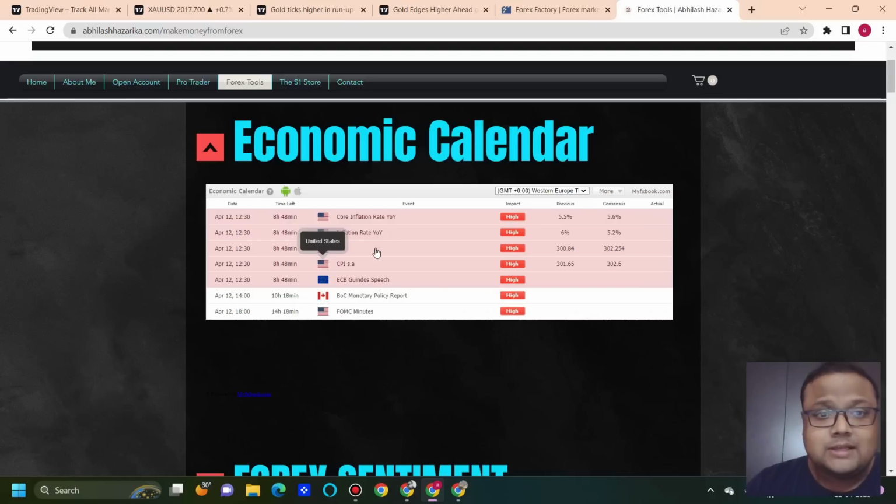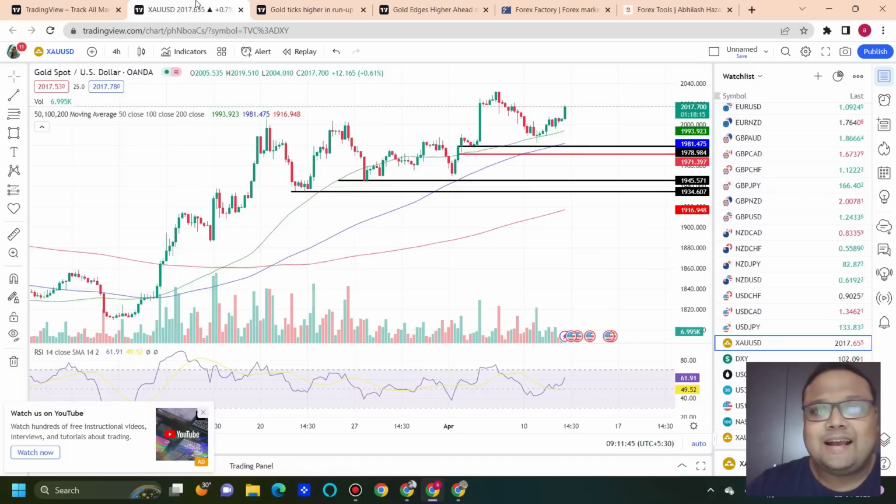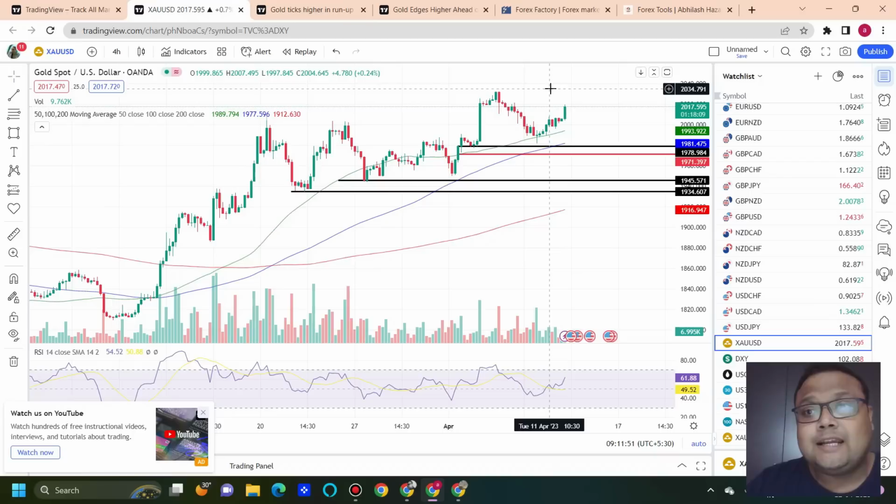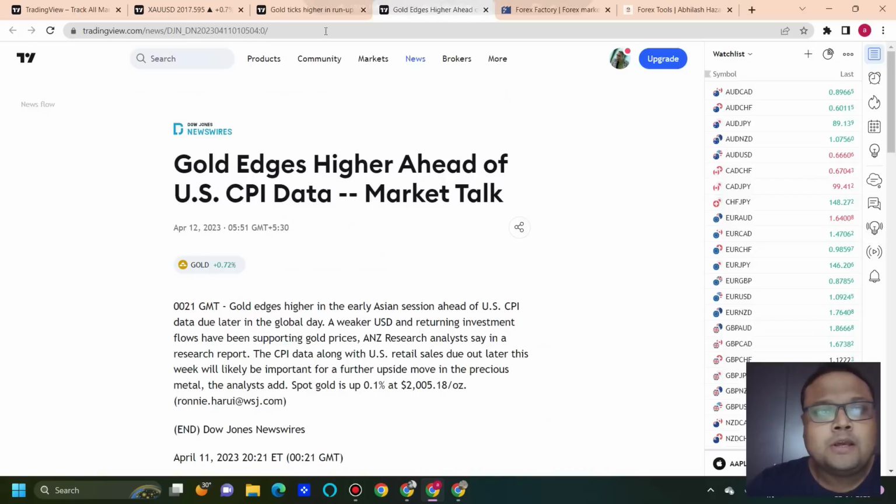And today is really important because not only CPI, we also have FOMC. So double dhamaka. And if we look at the chart of gold, then gold has already shown an up move. Gold is right now standing at 2017 and gold is extremely bullish. You can see here, gold edges higher ahead of US CPI data. Gold edges higher in the early Asian session ahead of US CPI data due later in the global day.